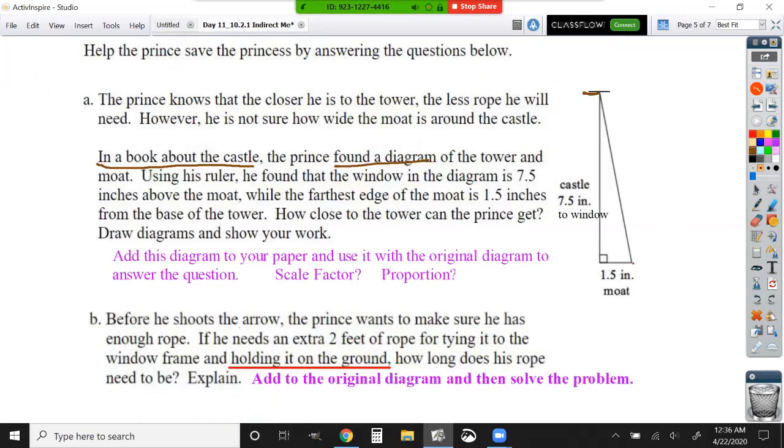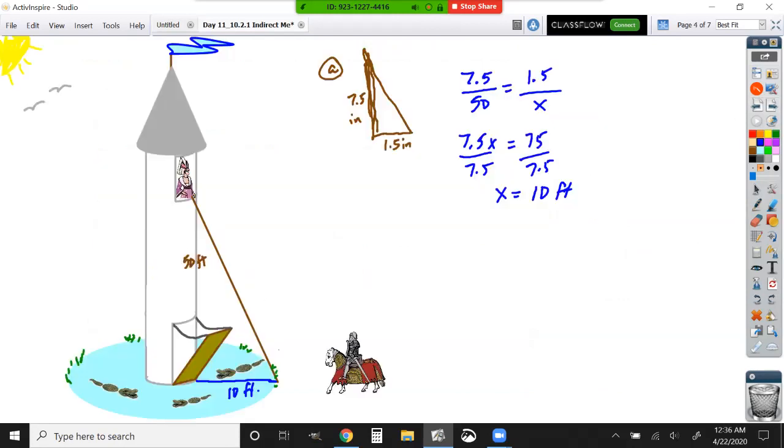Problem B, before he shoots the arrow, the prince wants to make sure he has enough rope. If he needs an extra 2 feet of rope for tying it to the window frame and holding it up on the ground, how long does the rope need to be? All right, so let's see. We are now asking the question about the length of this diagonal rope.